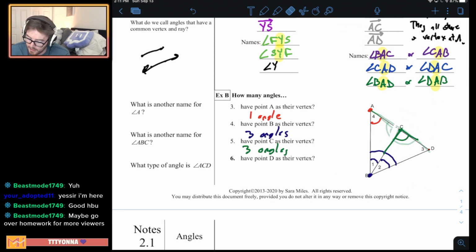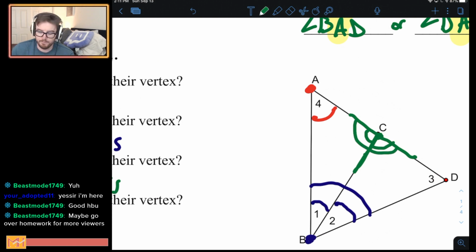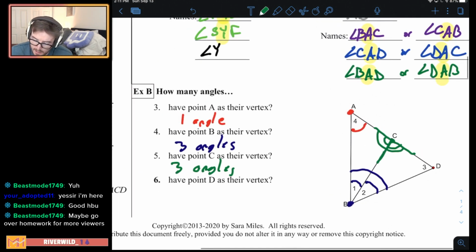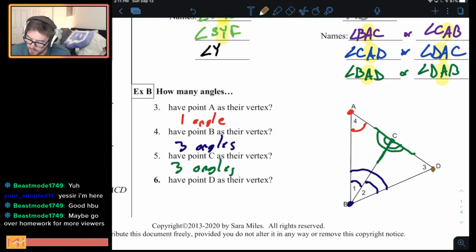I can look at that again. I kind of scribbled a little bit, right? There's this angle here, there's this angle here, and then the whole big one. So there's 3 there. And then at point D, there's only the 1.